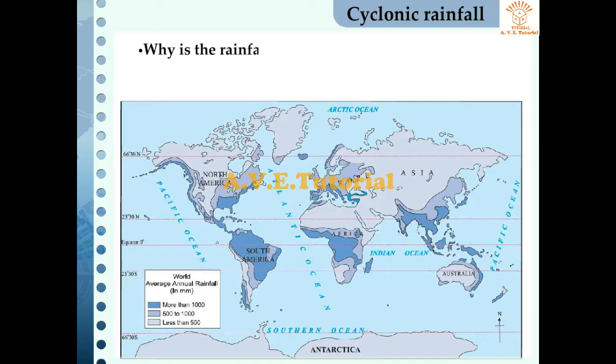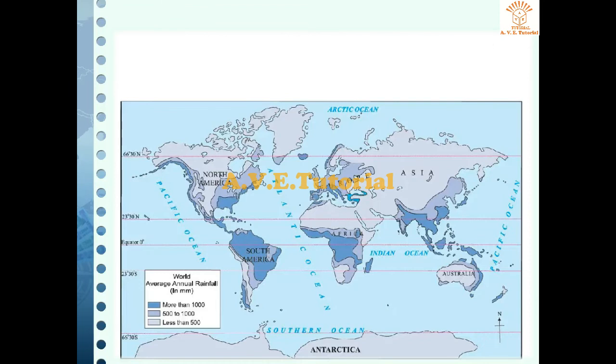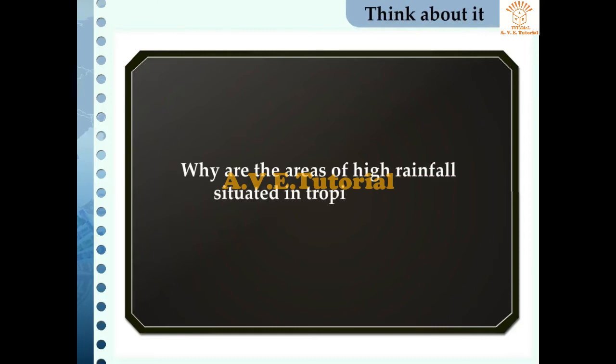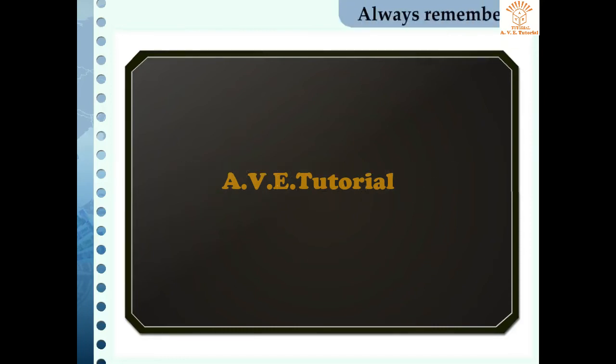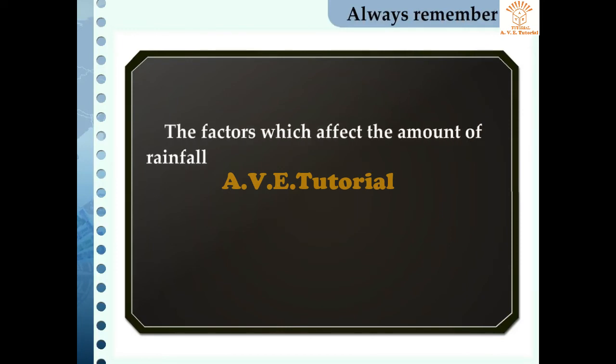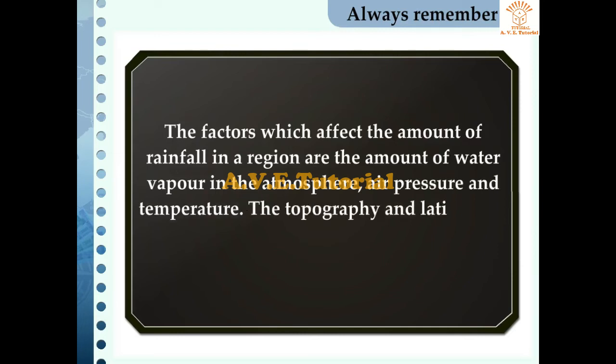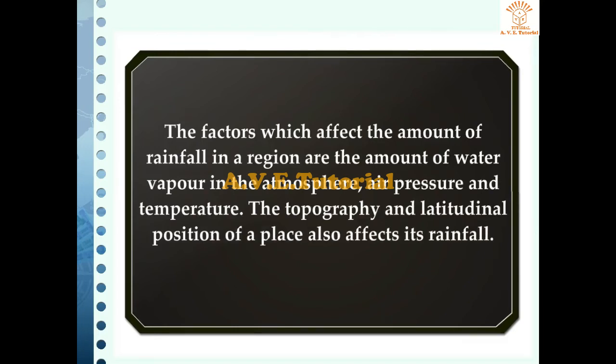Why is the rainfall more only in the eastern coast of Australia? Think about it. Why are the areas of high rainfall situated in tropical areas? Always remember, the factors which affect the amount of rainfall in a region are the amount of water vapor in the atmosphere, air pressure, and temperature. The topography and latitudinal position of a place also affects its rainfall.